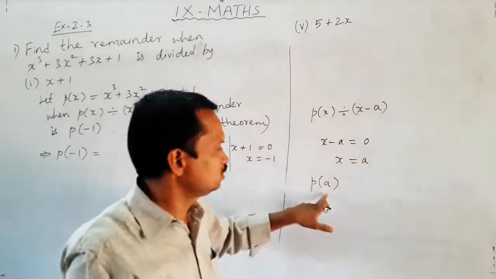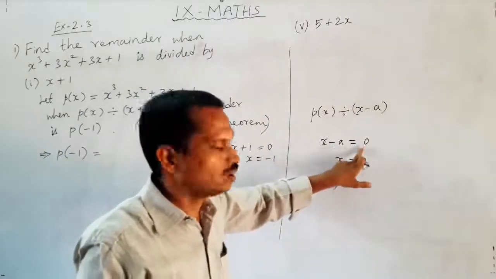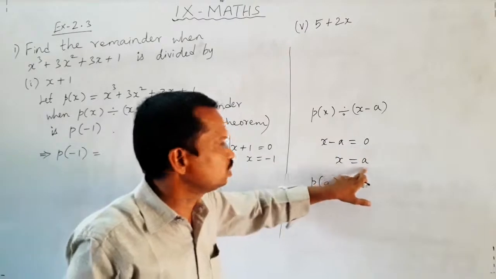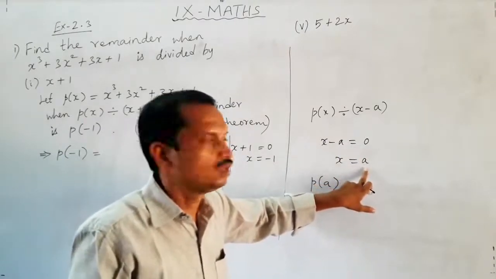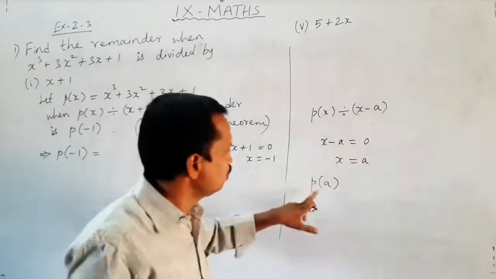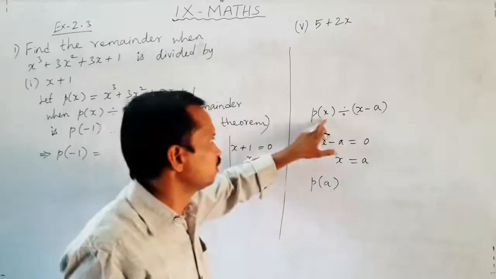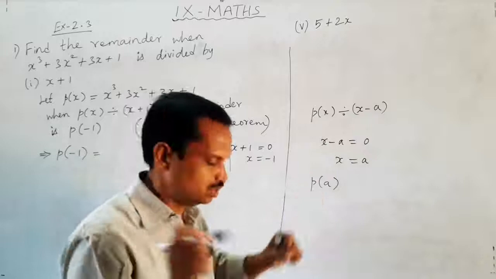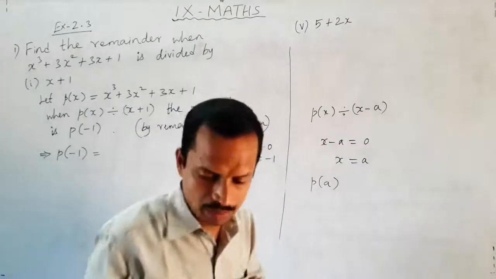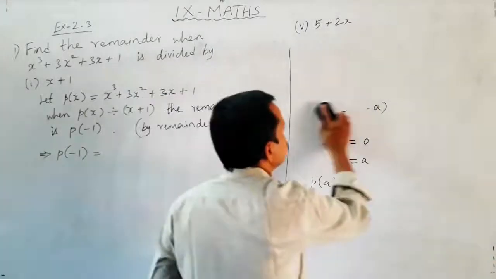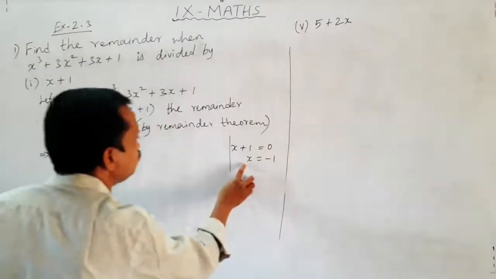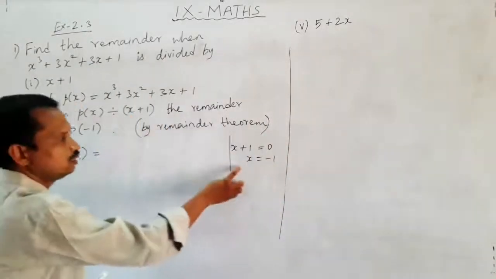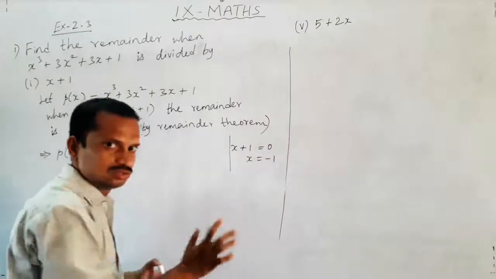So how to find that p of a? X minus a we have to equate to 0 and we get x equal to a. So a is the zero of x minus a. So p of a is the remainder. For x, put a. P of a is the remainder. This is what the remainder theorem says. So here, just we have to find the zero of the divisor x plus 1. This is the first sum.